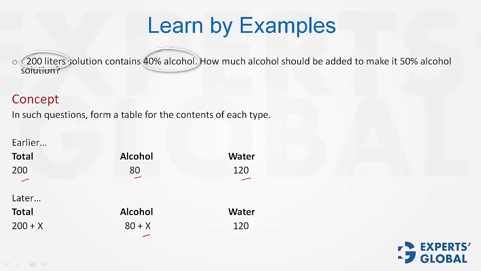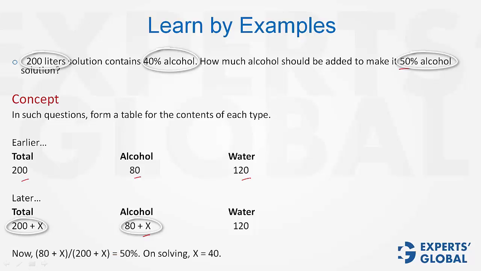Now the amount of alcohol added is to make this solution 50% alcohol solution. Therefore 80 plus X out of 200 plus X should be 50%. Solve it for X. We get X equals 40.